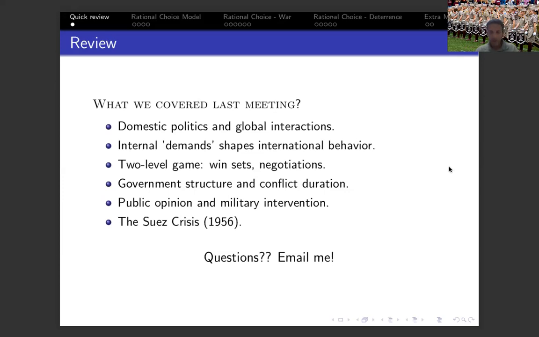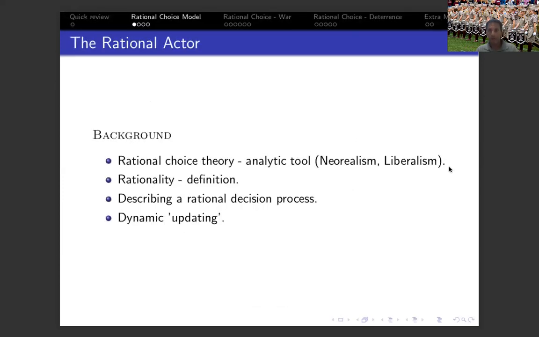Our first topic for this week is the theory of rational choice. We should view rational choice theory not as another theory of IR, but instead as a general theory of behavior, which we can use as an analytic tool to formulate different IR theories. Think about it in the context that both neorealism as well as liberalism rely on this framework. So it's not a specific theory of IR, but it allows us to build those theories. So I'll give you some background.